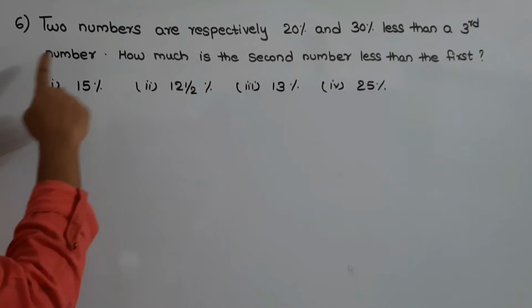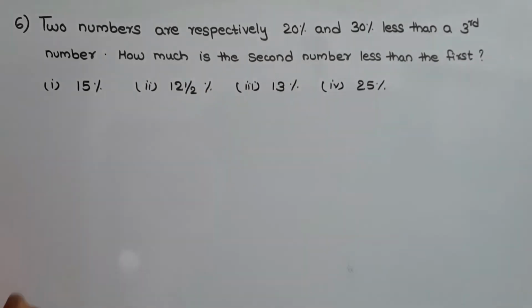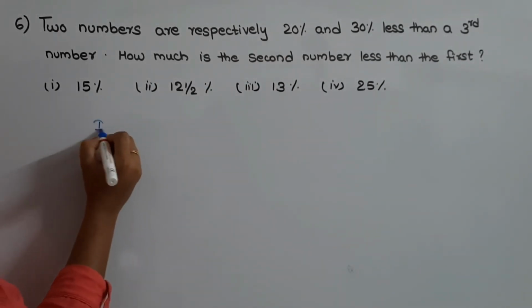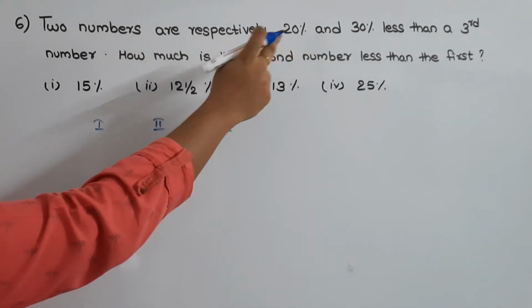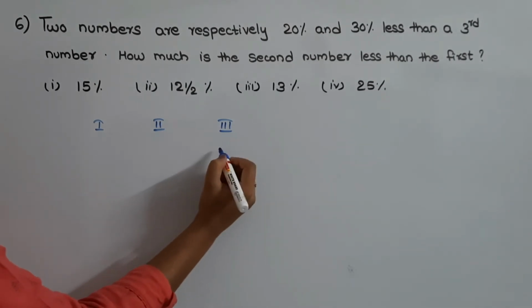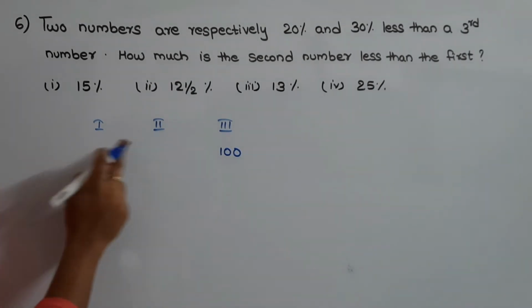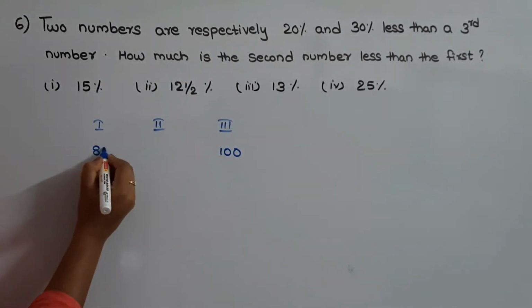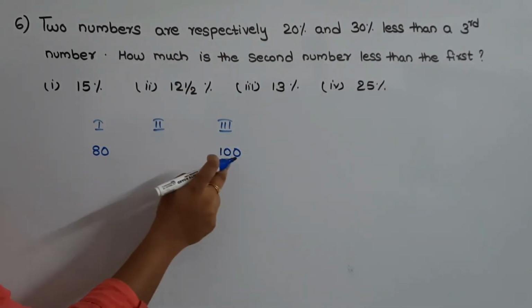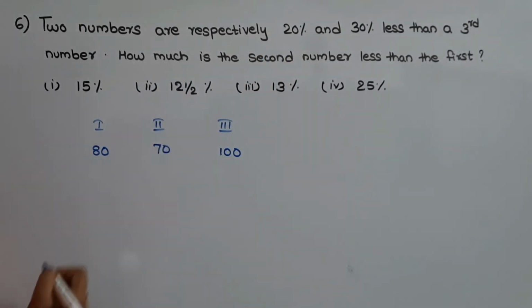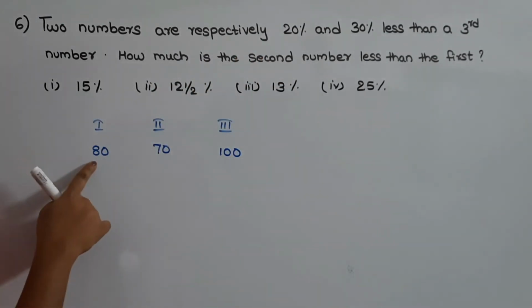The next question is, two numbers are respectively 20% and 30% less than a third number. How much is the second number less than the first? So in this question they are telling that there are three numbers, okay, and they are telling that first number and second number is 20% and 30% less than a third number. So let us take the third number as 100. Okay, so first number is 20% less than third number. So first number will be 100 minus 20, that is 80. Okay, and the second number is 30% less than the third number. So second number will be 100 minus 30, that is 70. Okay, so we need to find out by how much percentage is the second number less than the first number.